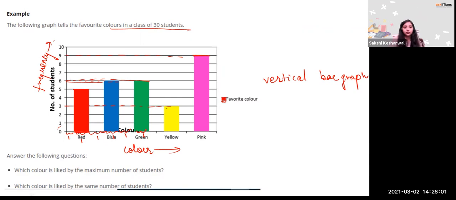Now it says, answer the following questions. Which color is liked by the maximum number of students? Obviously the pink, right? Pink is the highest, so pink has been liked by most of the students. Which colors are liked by the same number of students? You see that green and blue are liked by 6 and 6 students. So the answer is blue and green.